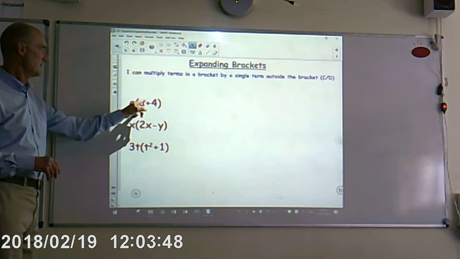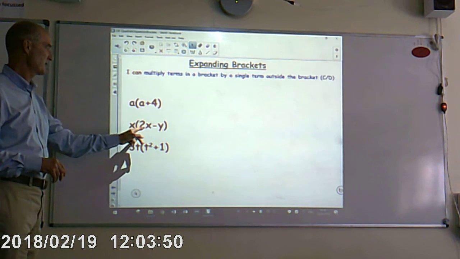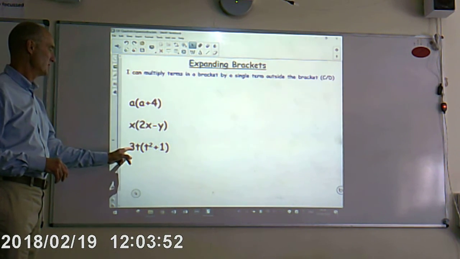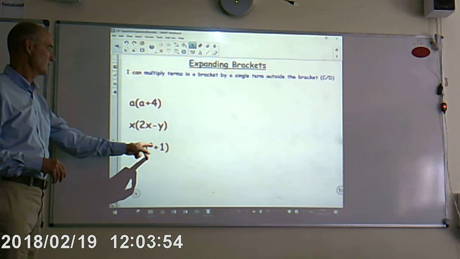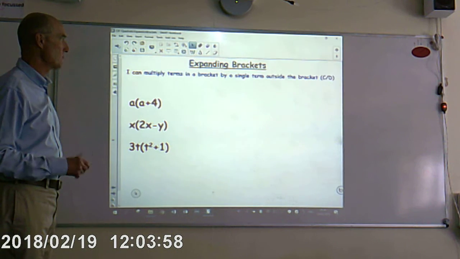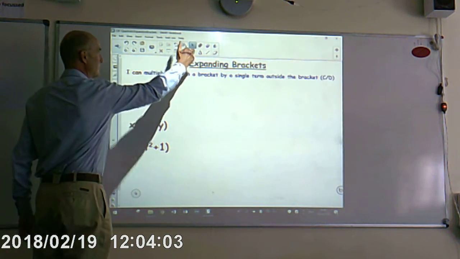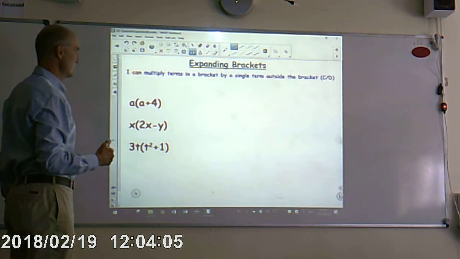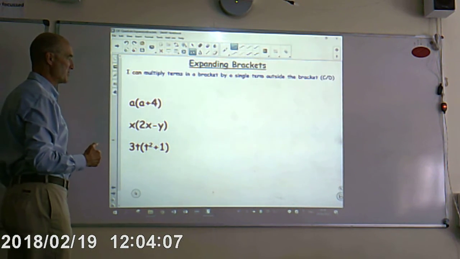Okay, a bracket a plus 4, x bracket 2x minus 1, 3t bracket 2t squared plus 1. Have a go at those examples quickly. When we come back, I'll give you some solutions. Right, what is the rule? Everything inside the bracket must be multiplied by what's outside the bracket.